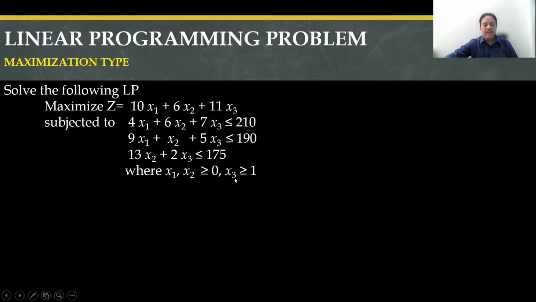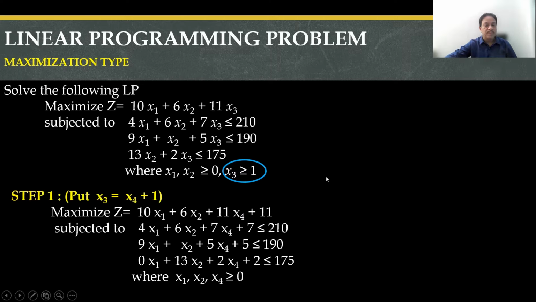Whereas x3 is not greater than or equal to 0, its value is greater than or equal to 1. It means that x3 is not equal to 0. So this is a lower bound on the x3 value. So let us see how to solve such problems. Step 1 will be to put x3 equal to x4 plus 1. So everywhere we will replace x3 with x4 plus 1.